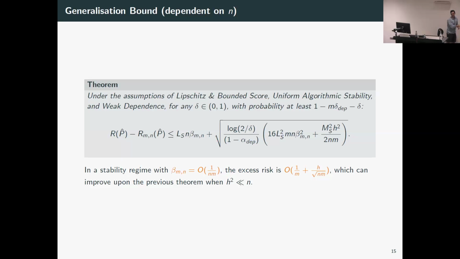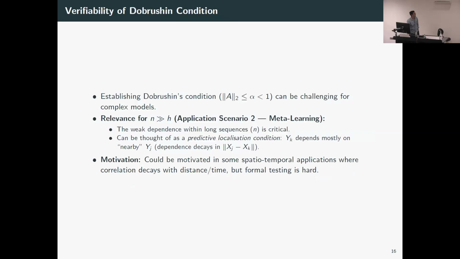So this is a slight improvement on what we had previously if the horizon is significantly smaller than the number of samples in each sequence. Okay, so that's all I wanted to say.